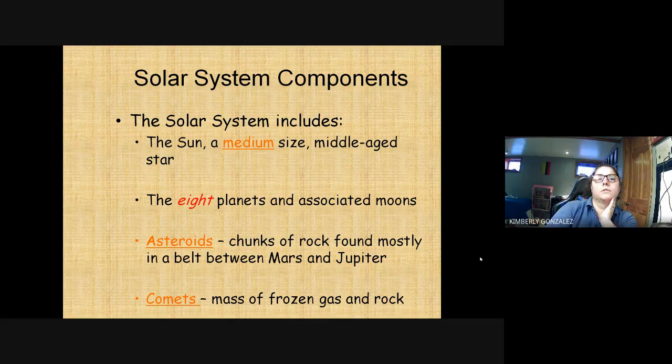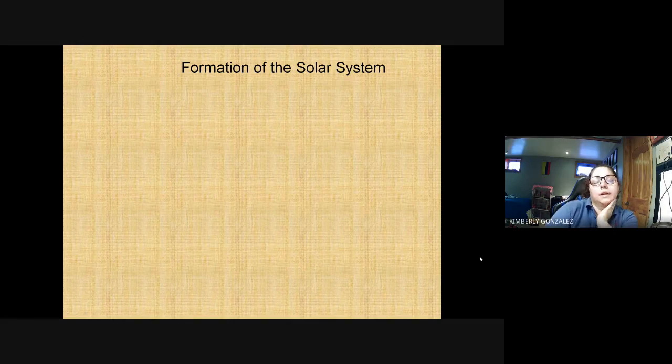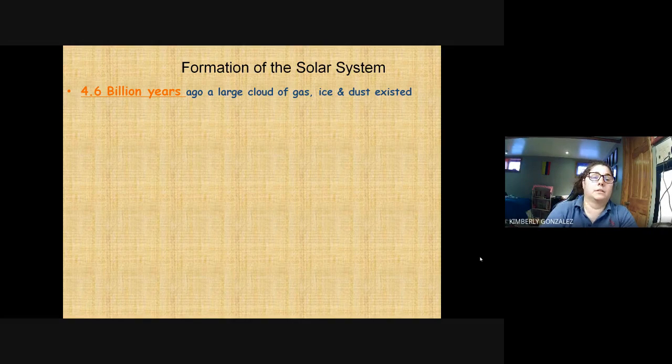Okay, so now we have to talk about the formation of the solar system. The formation of the solar system happened about 4.6 billion years ago, where a large cloud of gas, ice, and dust was all that existed at the time. It's basically space crap. You had some gases, you had some ice, you had some space dust that existed.